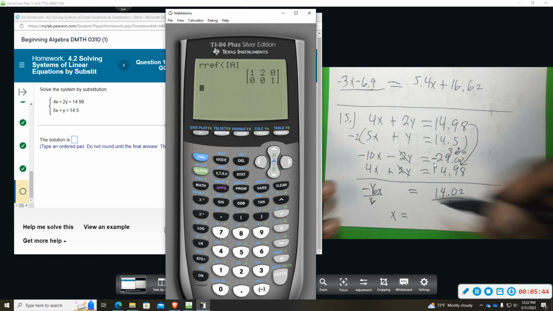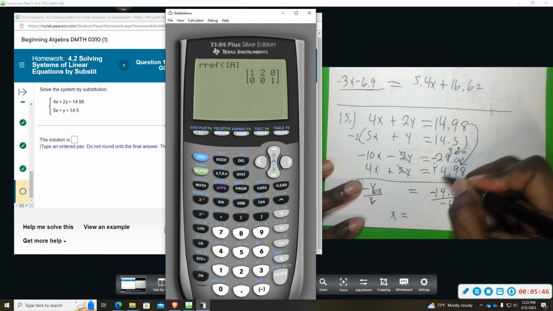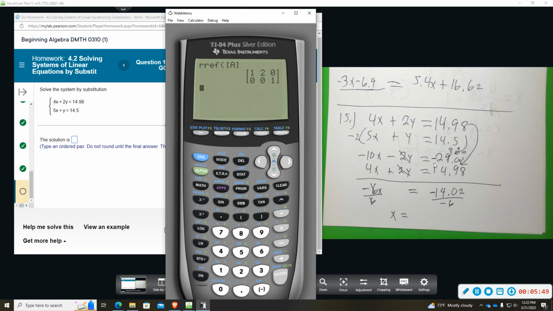I got to be careful, because I keep losing my sign. Negative, you subtract, don't get a negative. So negative 14.02 divided by negative 6. So that gives me a decimal. I'm going to hit math, enter to get a fraction because I don't want to round. Math, enter for fraction, and enter again. Gives me a really weird number.